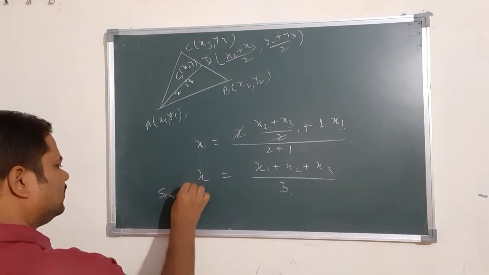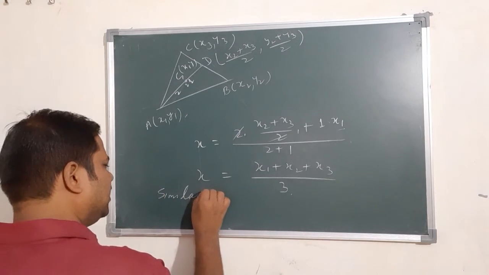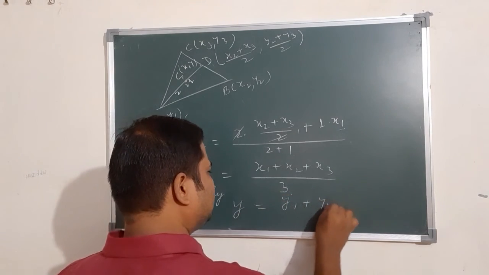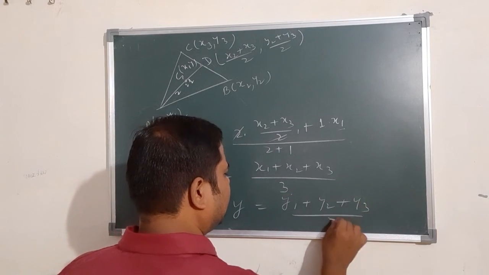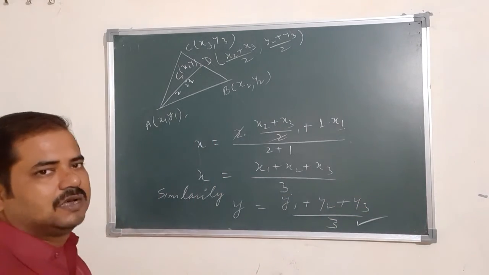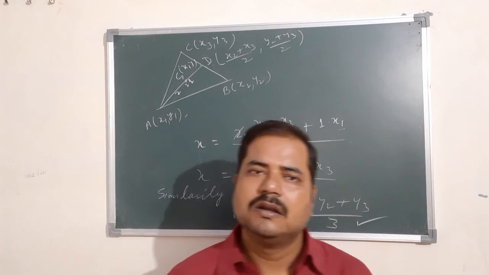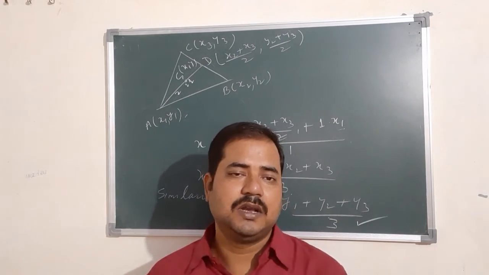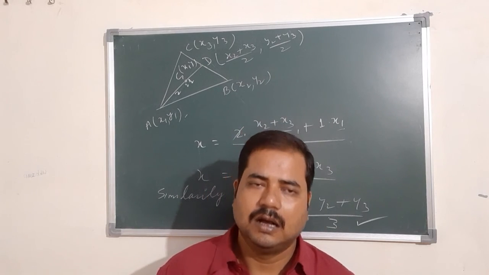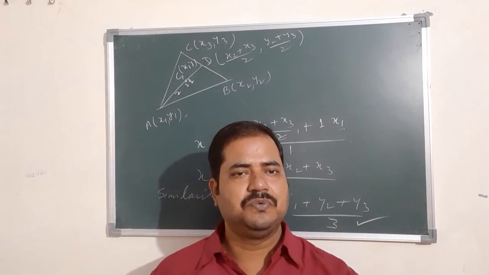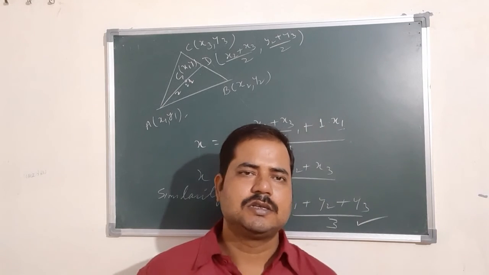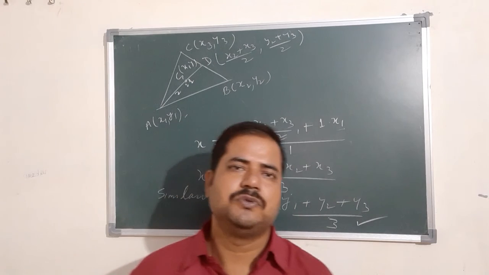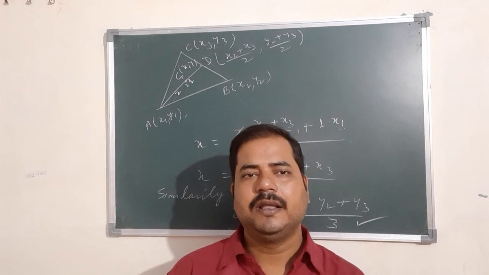Similarly, y is nothing but y1 plus y2 plus y3 divided by 3. These are the coordinates of the centroid of the given triangle having vertices x1, y1, x2, y2 and x3, y3. This is x1 plus x2 plus x3 divided by 3, y1 plus y2 plus y3 divided by 3.